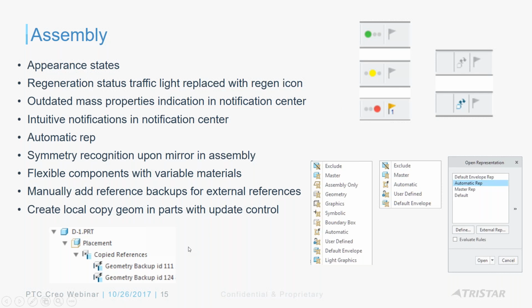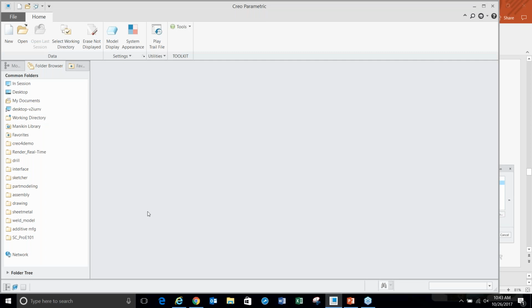And you can also create a local copy geometry in the parts. You no longer have to be in the assembly mode to create a local copy geometry. You can be in your part and then do a local copy geometry. Let's take a look at some of those.